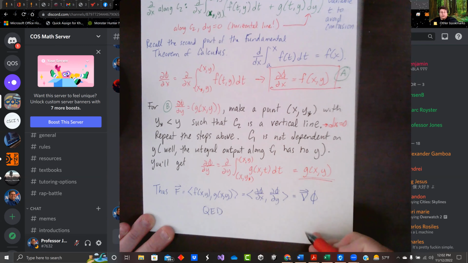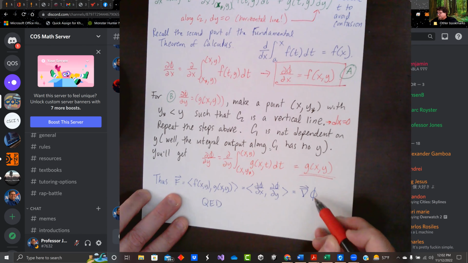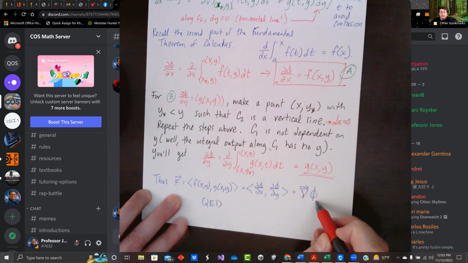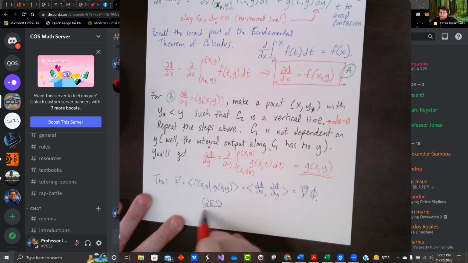So our force is the gradient of some potential function. And end of proof.